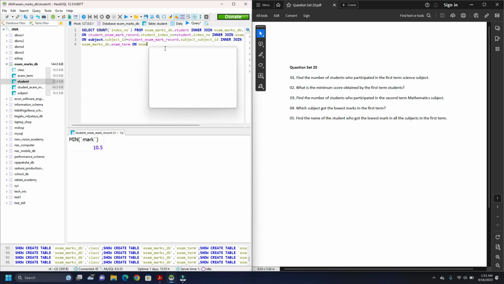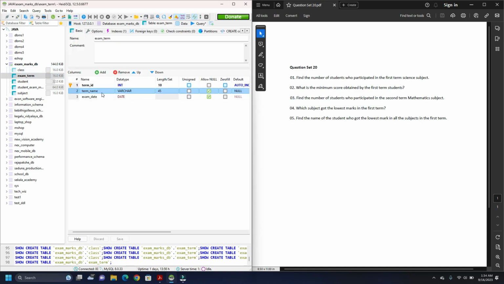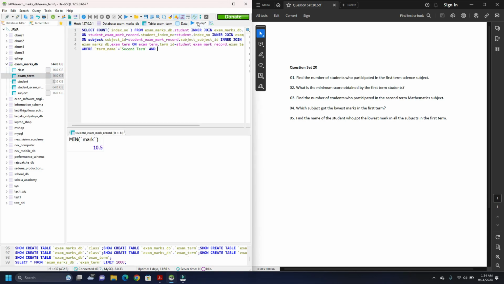So the exam term table inner joins with term ID, and lastly we write the condition using where, and we have to find the number of students who participate in the second term mathematics subject. So the term name is second term, and the subject name is mathematics. And there you go, we have written the query for the third question.